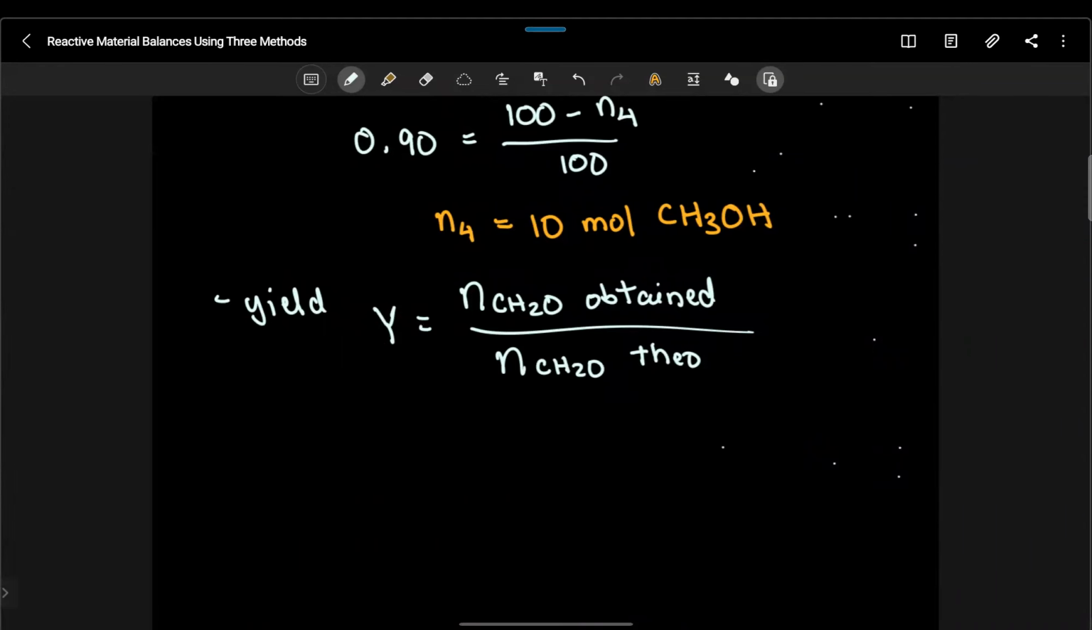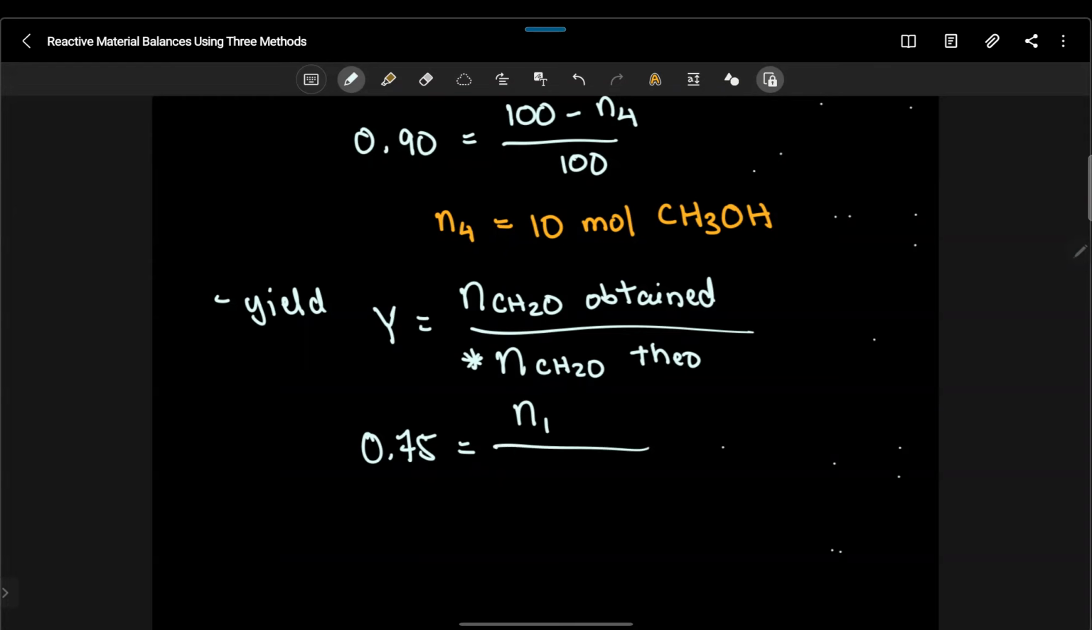Ang problema nga lang, we don't have yet this part, yung moles of CH2O theoretical. Pero madali lang yan. Kasi, anyway, let's just substitute right away. So the yield given from the problem statement is 75% or 0.75. Yung moles formaldehyde obtained, di ba? According to our variables, we name that as N1. Okay? So maya-maya, makakuha na natin yung N1 na yan. Divided by moles of CH2O theoretical.